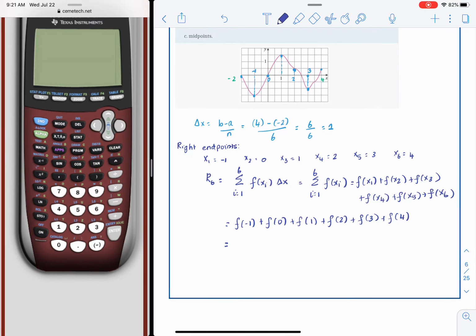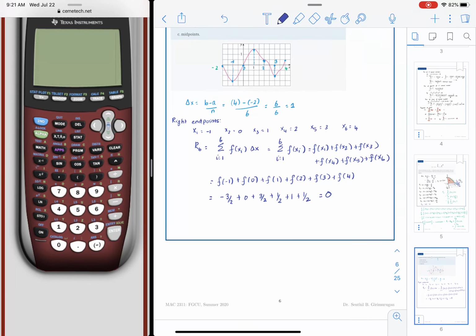I can pick those values from the graph by looking at it. This is negative 3 over 2 plus 0, plus positive 3 over 2 plus 1/2 plus 1 plus 1/2. So the answer is 0. So the net area, the positive areas cancel out the negative areas, we end up getting 0.